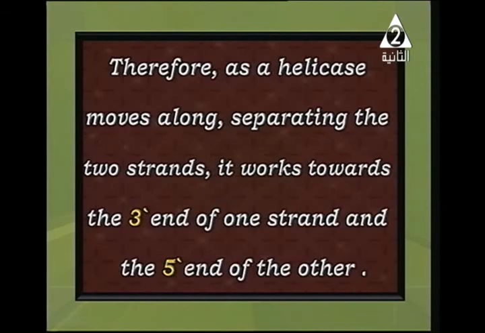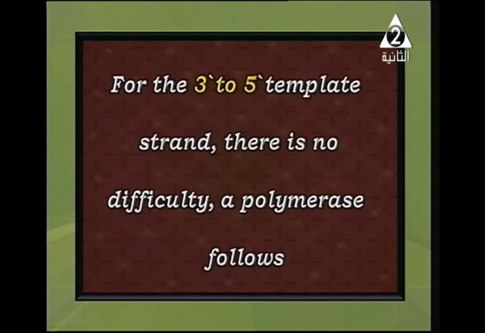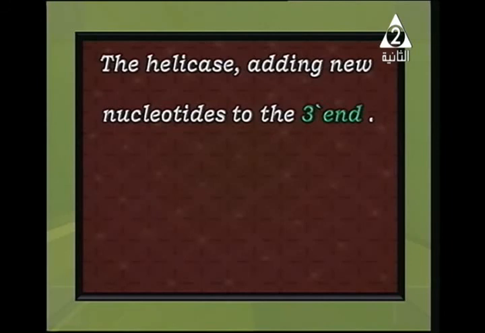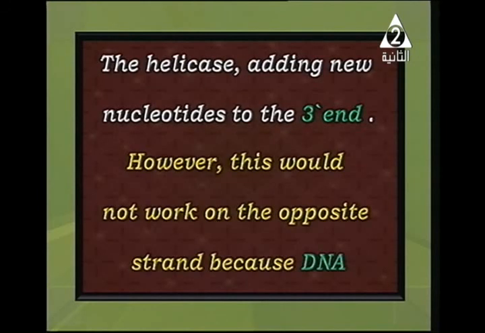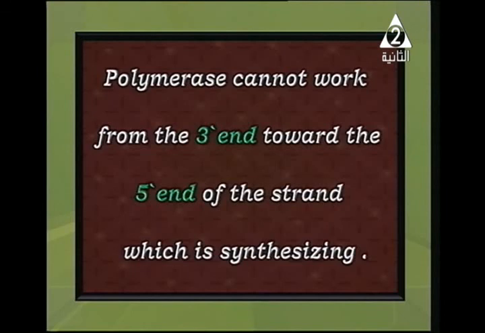So the helicase moves along, separating the two strands. It works towards the 3' end of one strand and the 5' end of the other strand. For the 3' to 5' template strand, there is no difficulty for the polymerase to follow, adding a new nucleotide to the 3' end. However, this wouldn't work on the opposite strand, because DNA polymerase cannot work from the 3' end toward the 5' end of the strand it is synthesizing. Remember that the polymerase doesn't work in the 3' to 5' direction.